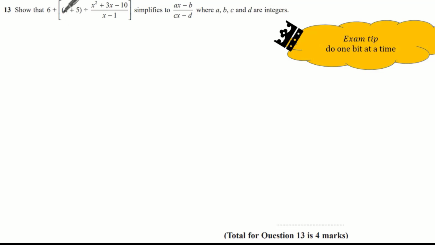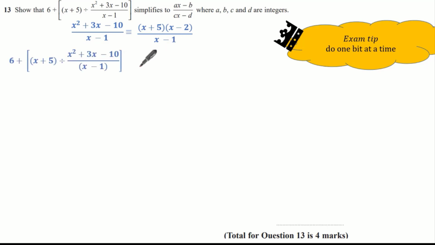Well, first of all, let's look at what's inside these square brackets first. Well, you can see we are dividing by a fraction. So looking at our fraction, I think we can simplify this a little bit more by factorizing that quadratic. So just looking at our algebraic fraction, we have x squared plus 3x minus 10 over our x minus 1. Now I'm going to factorize this numerator. So I can see x squared plus 3x minus 10 is exactly the same as x plus 5, x minus 2, over our x minus 1.